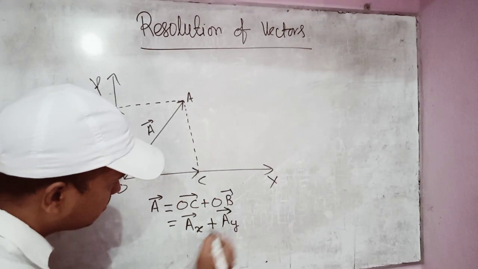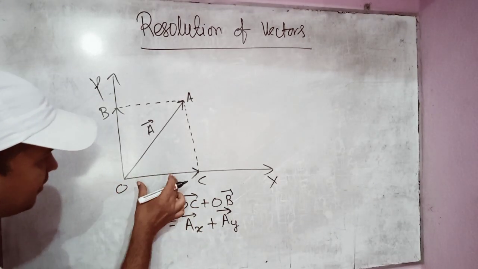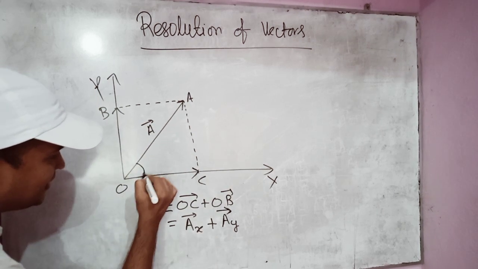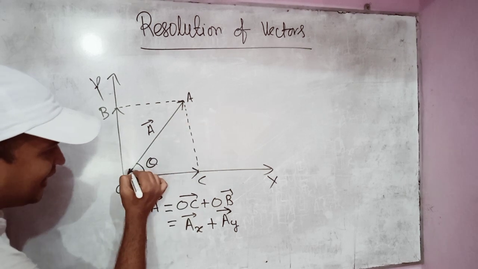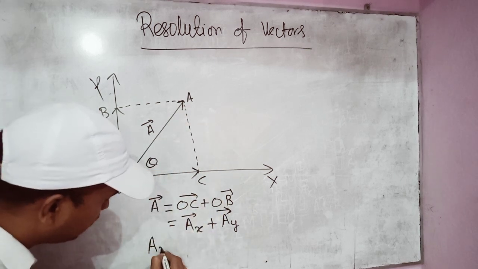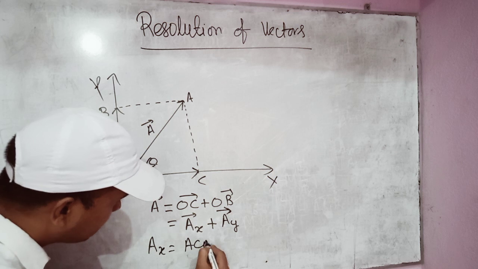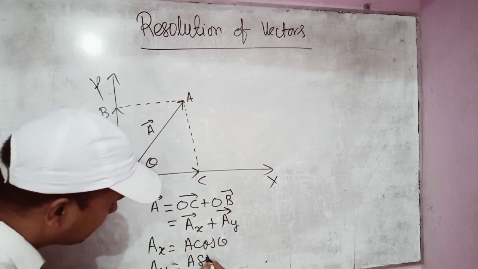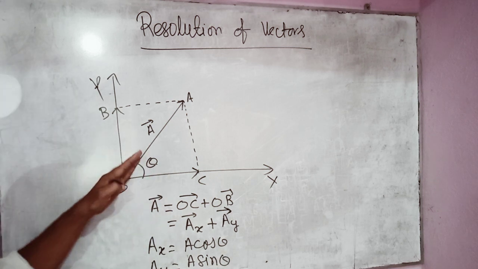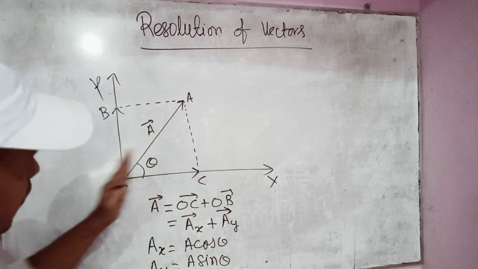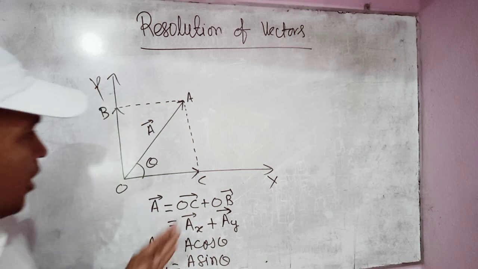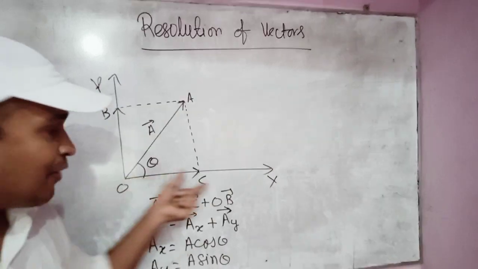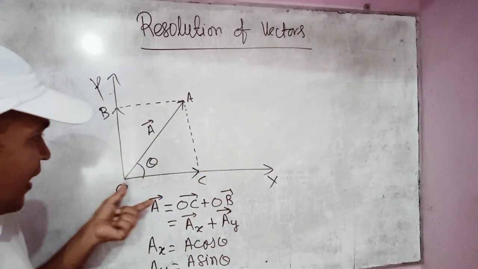And what is the magnitude of vector Ax, which is the component of vector A along the x-axis? Let this angle be theta. Vector A makes an angle theta with the x-axis. So Ax is equal to A cos theta and Ay is equal to A sin theta. So we have resolved vector A along the x and y axes. Here vector A and the angle theta it makes with the x-axis were given.